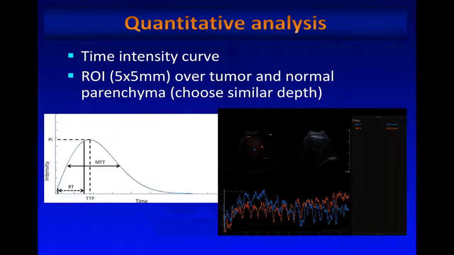Finally, and this is still experimental, it's not really widely applied in clinical practice, but you can do a time intensity curve, placing a cursor within a tumor and comparing it with the rest of the liver parenchyma, and you can compare perfusion within the lesion and within the adjacent tissue. Or you could also do a time intensity curve pre and post chemotherapy, and there are studies going on regarding that as well.